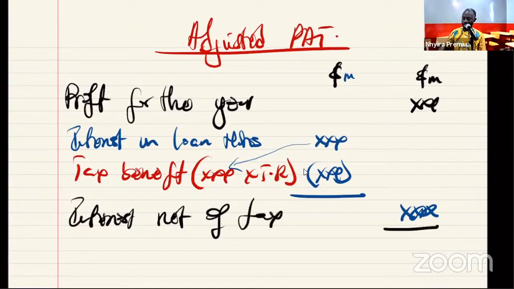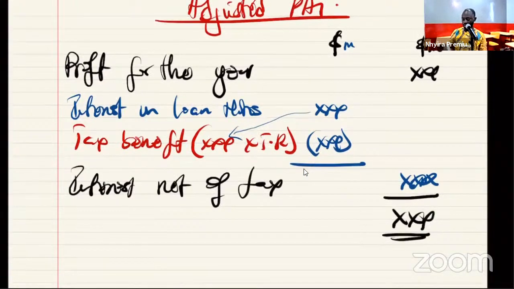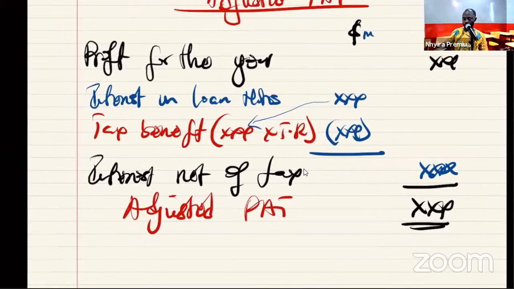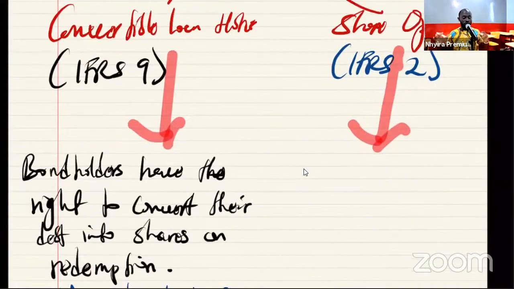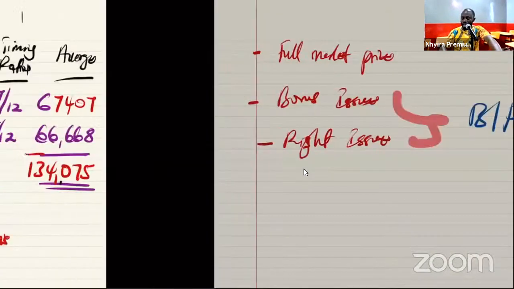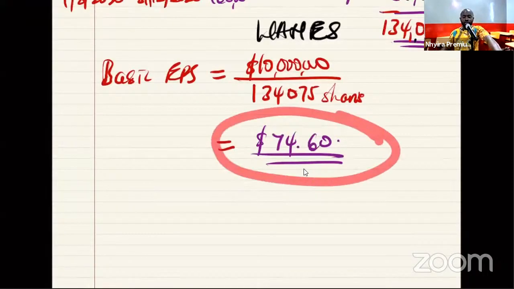Now, we add that to the original profit figure given to us, and that is what gives us the adjusted profit. That's what we will use in the calculation of our diluted earnings per share. So again, what are we saying? Under convertible loan notes, we are assuming that the people are converting their shares today. We want to tell shareholders that, listen, probably this year you're happy from this question we just solved. You are getting earnings of 74.6.